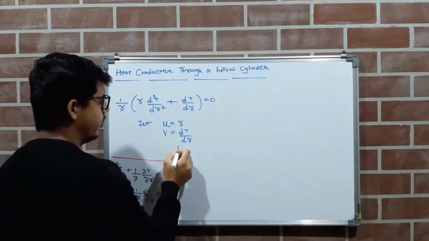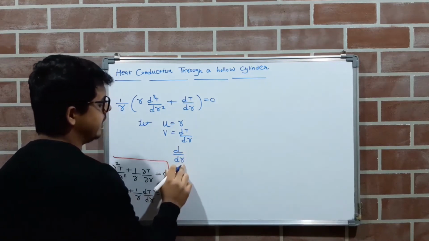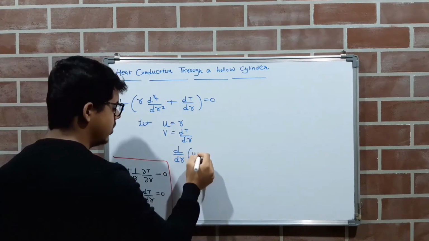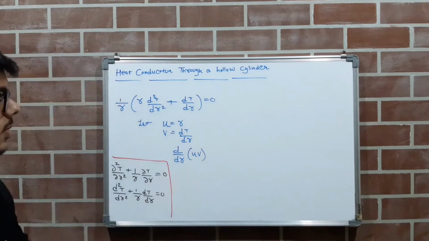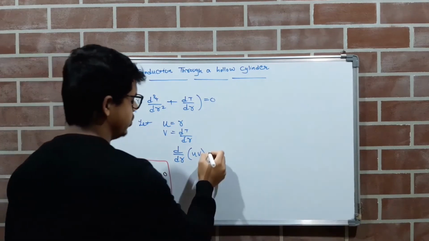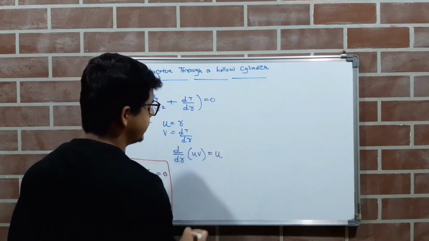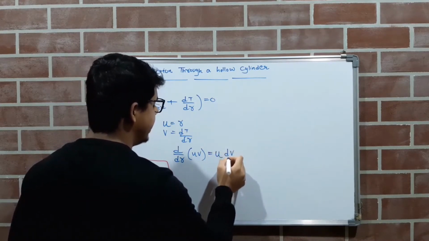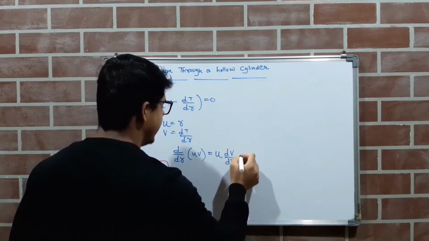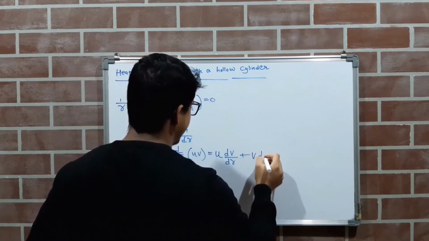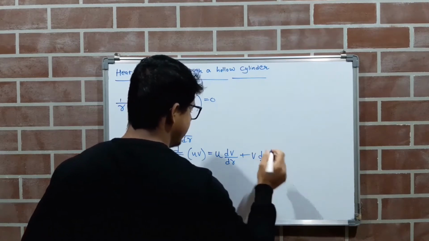Now, what is the derivative rule? As we have r as the variable, we will write r here also. Now we want to expand this by the product rule of differentiation. So what is the product rule? First we keep the first function as constant, then we take the derivative of the second function, then plus, taking the second function as constant, we take the derivative of the first function.